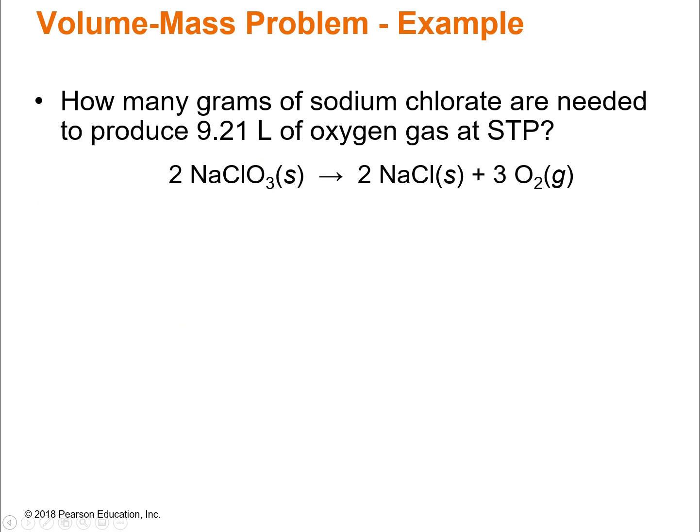Okay. So we left off with volume to mass. And I did this example for you last time, but I'm going to run through it again just to make sure we're all on the same page. And then I'll let you loose to do your own volume to mass problem. How many grams of sodium chlorate are needed to produce 9.21 liters of oxygen gas at STP?